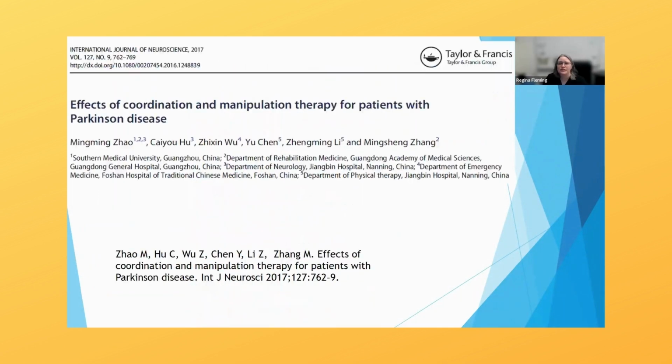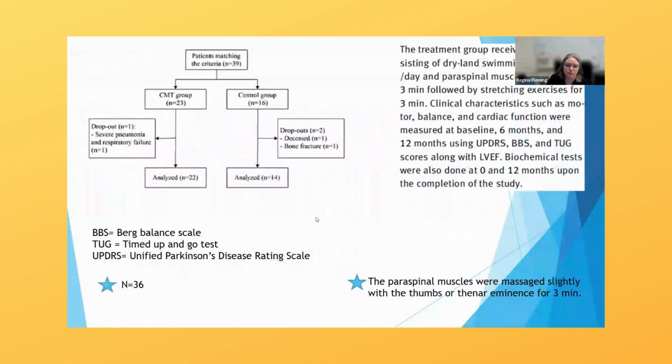Our third study is the effects of coordination and manipulation therapy for patients with Parkinson's disease. Now, this study was done in China, and it also was done at an inpatient rehabilitation center. So with this one, we have an N of 36. Also with this one, they incorporated exercise. They actually did about 30 minutes of what they call dry land swimming, and they had them mimic the breaststroke is what they had them do for about 30 minutes.